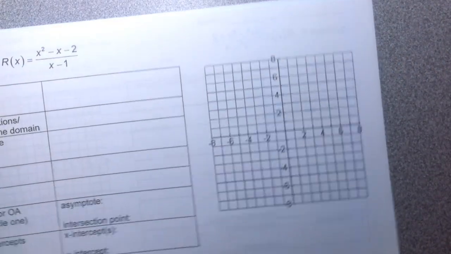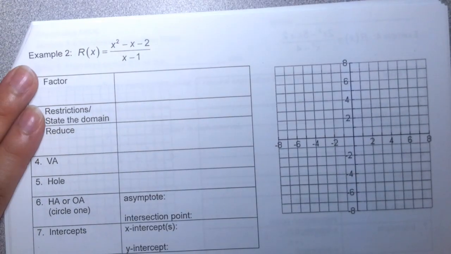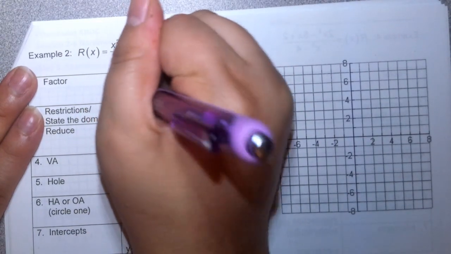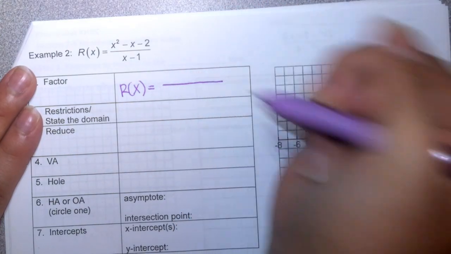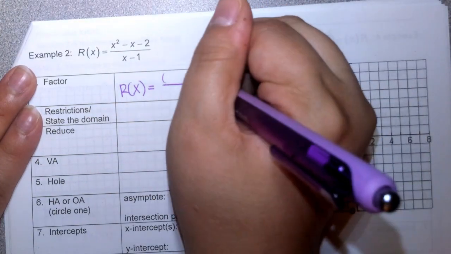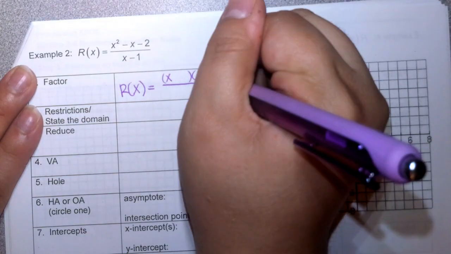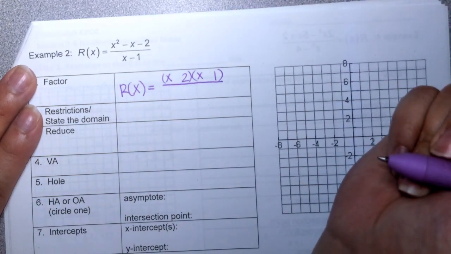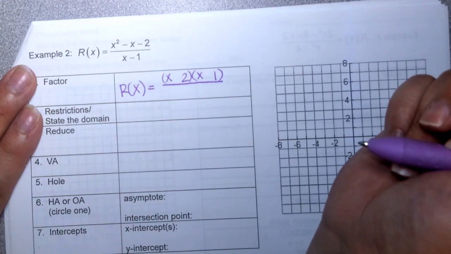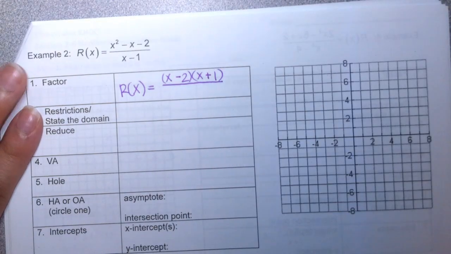We're doing number 2. Can we factor this? What are we going to start off with? What does the top factor to? x minus 2 is 1. I got x and x. I got 2 and 1. x what? x minus. Is that what y'all got?